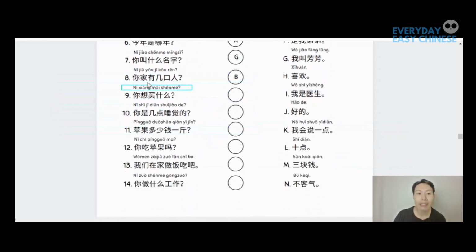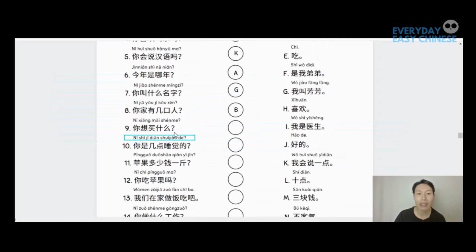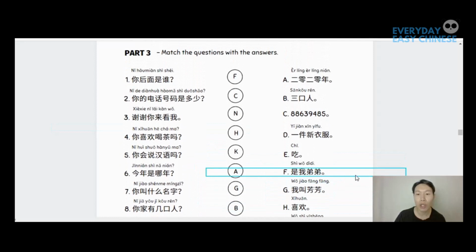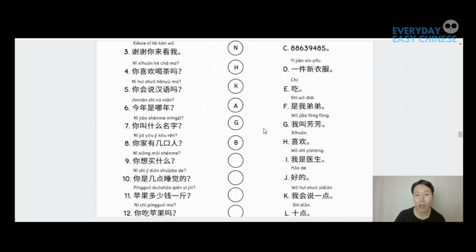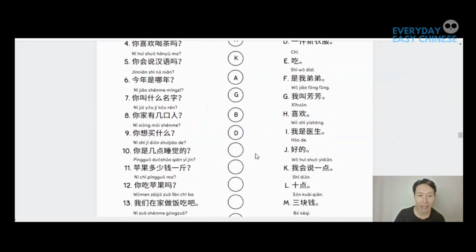Number 9. 你想买什么? So, okay, let's look. Okay, we have D, which is 一件新衣服, a new pair of clothes. So, I want to buy a new pair of clothes, so this is D.